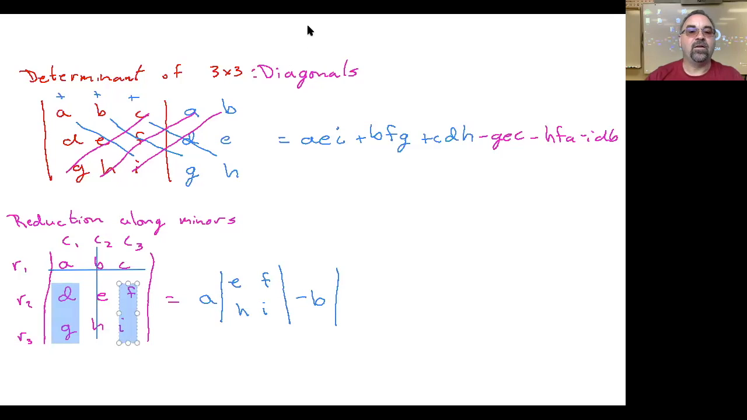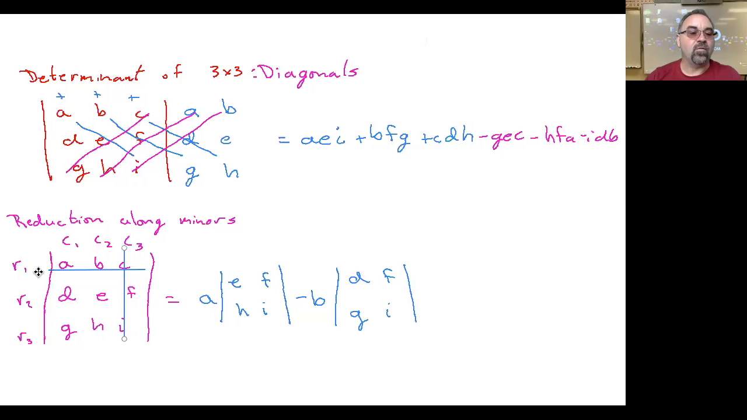But there's the minor for the element B. So it's D, F, G, and I, like so. And then my last minor, you can probably already imagine what I'm going to do is move and figure out what the minor looks like for C.